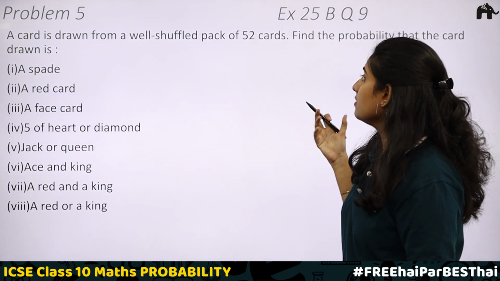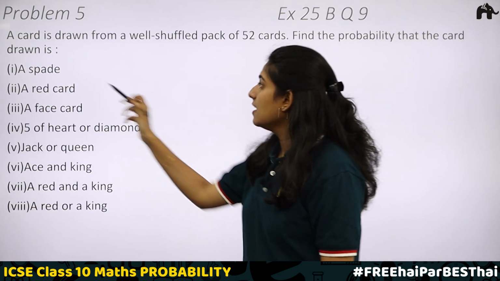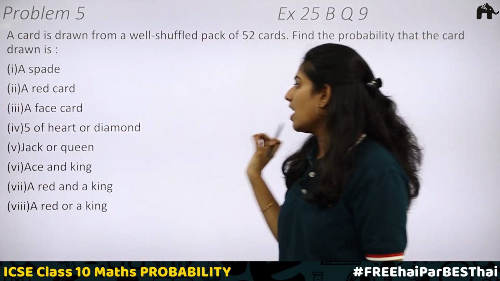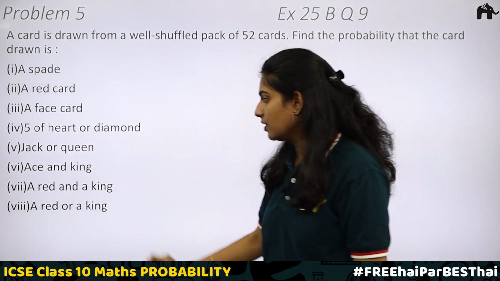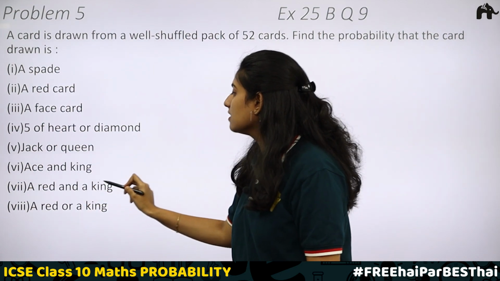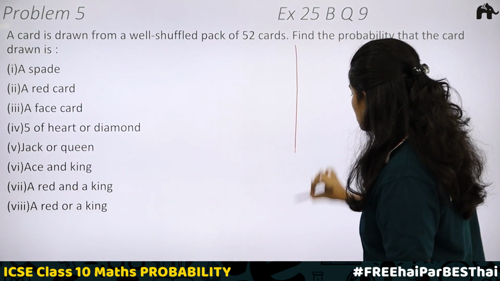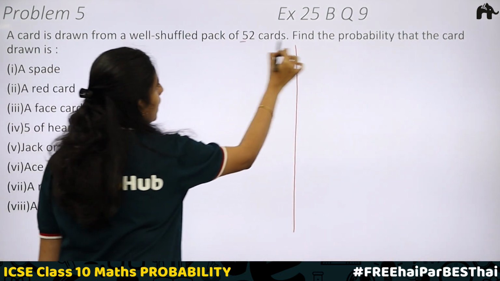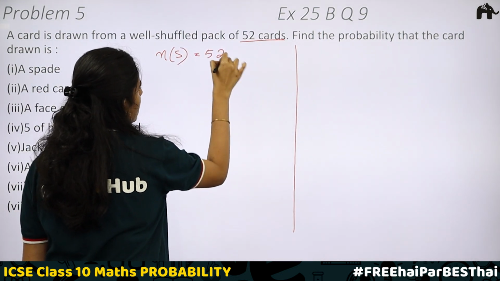Problem 5, question 9 of exercise 25B. A card is drawn from a well-shuffled pack of 52 cards. Find the probability that the card drawn is first a spade, a red card, a face card, 5 of heart or diamond, jack or queen, ace and king, a red and a king, a red or a king. So first we have 52 cards, which means the total number of outcomes is equal to 52.